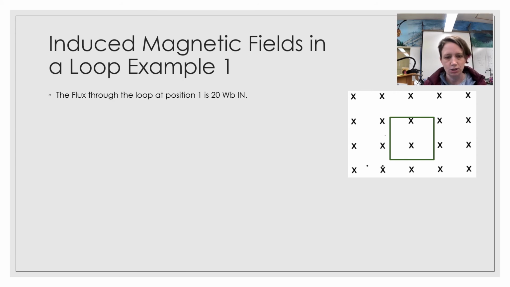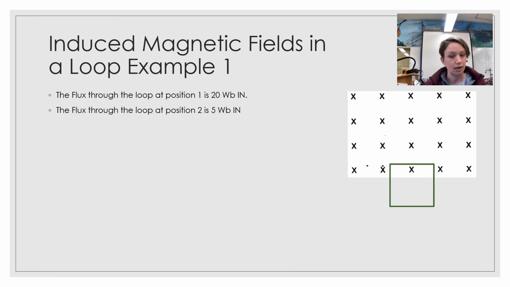Let's just say we have this loop of wire in a field, and we know that the flux through it at that first instant in time shown is 20 Webers in the in direction. When that wire loop moves, we now calculate that the flux through the loop at its second position is 5 Webers in.